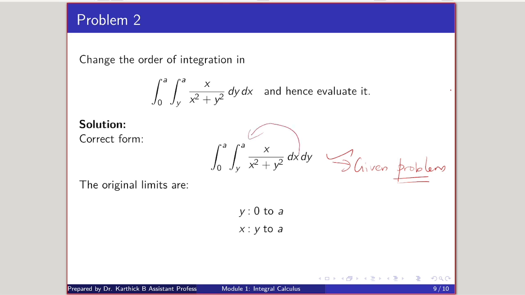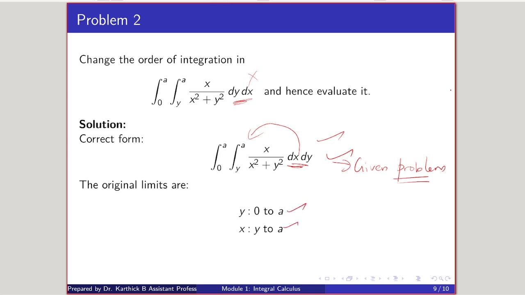Now the limit of x will be y to a. How did I change this? Simply I have interchanged both, but I have not changed anything regarding the limits. I am changing the order alone, from dy dx into dx dy, because this was in the incorrect form. Now the limit of x varies from y to a, so it is accepted, and y varies from 0 to a. So now it is in the correct form. Now we take this as the given problem, where the limit of x is from y to a and the limit of y is from 0 to a.